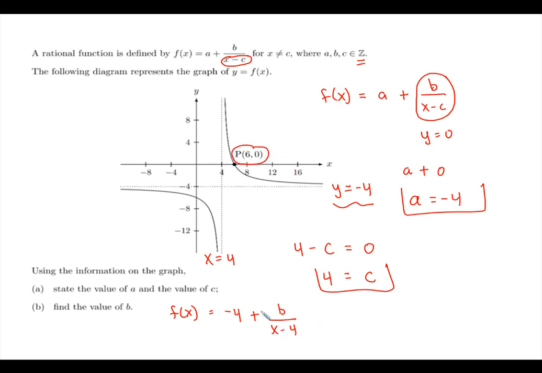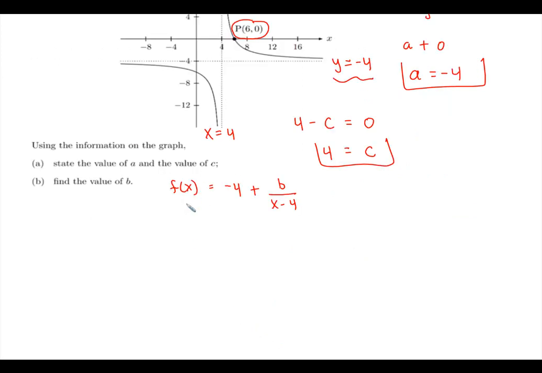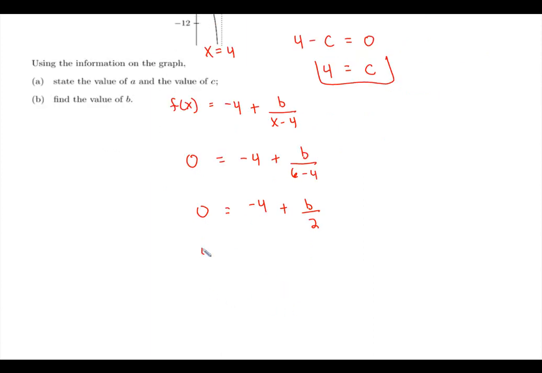So we know that y is 0 when x is 6. So this would be 0 is equal to negative 4 plus b over, when x is 6, 6 minus 4. So basically we're going to end up with negative 4 plus b over 2 is equal to 0. If we start working this out, we end up with 4 is equal to b over 2. Multiply both sides by 2, we get 8 is equal to b. And that's going to be the value for b.